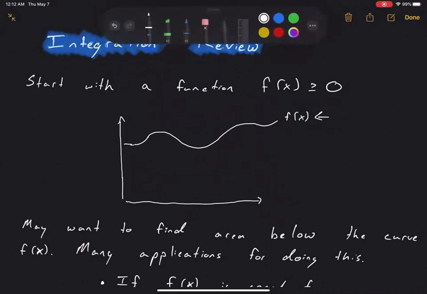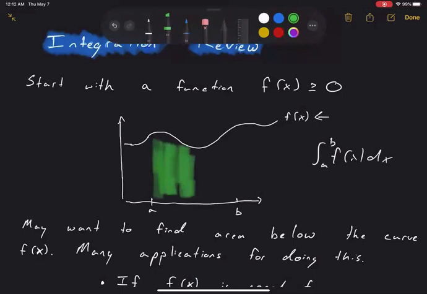So let's say I had points A and B on my x-axis. Then the integral of f of x dx from A to B should give me the area in here, this green area. Okay, so it should be the area beneath my curve and above the x-axis.